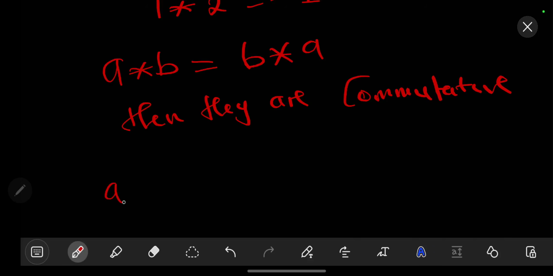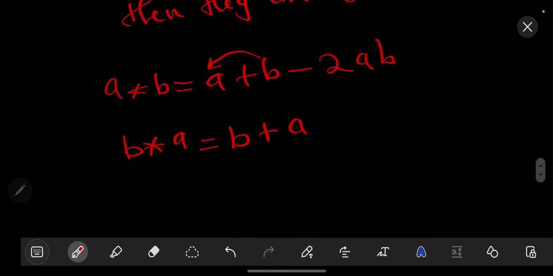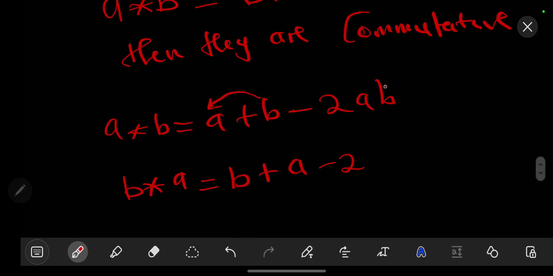The other approach is where they interchange. Your A star of B is equal to A plus B minus 2AB. The second approach is where they say B star of A, which should be equal to, you interchange them. So B is there, B will come there, then we have plus A will come there. It's more like they are interchanging. Then we have minus 2, where A is, we are going to have BA.